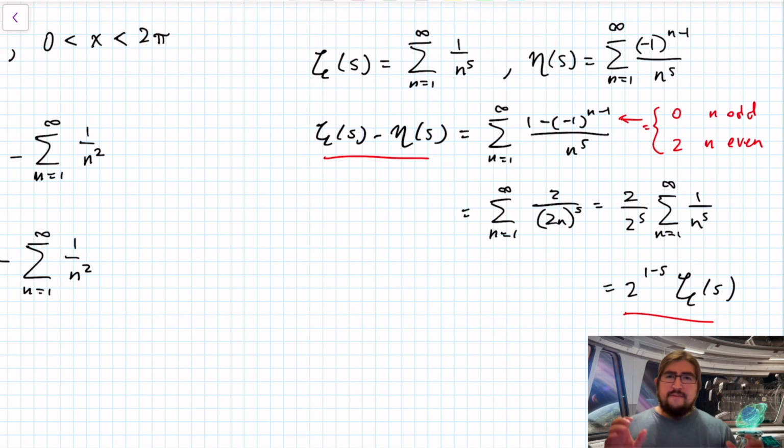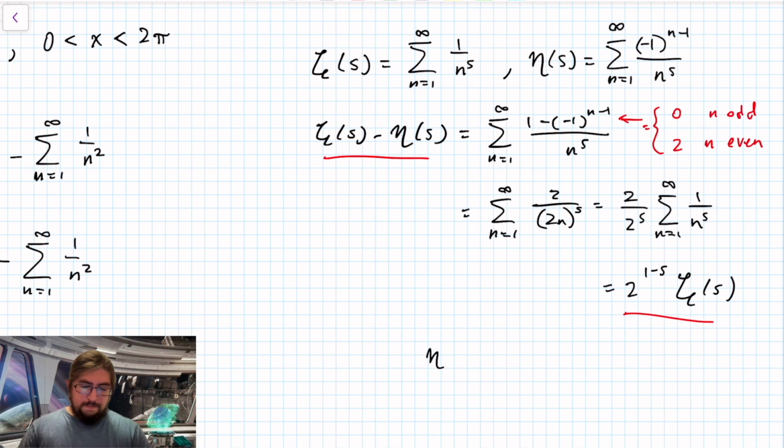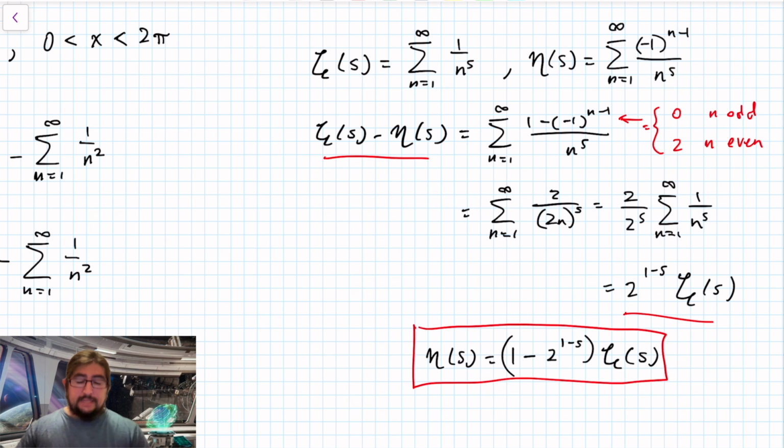And in fact, if you switch the positions of eta and zeta, take an eta by itself, this is a really nice way of writing it. You get eta of s is 1 minus 2 to the 1 minus s, all times zeta of s. This is an amazing formula that allows you to connect zeta to eta. Okay.